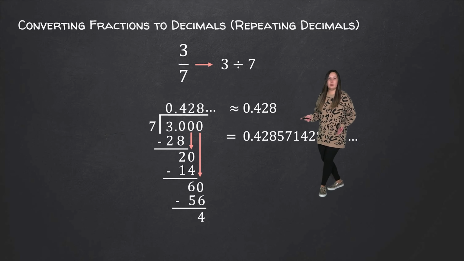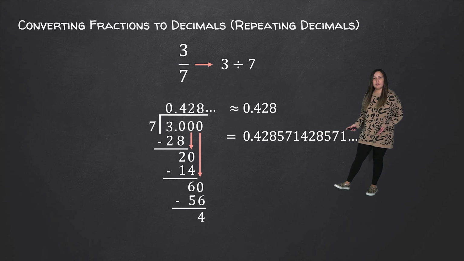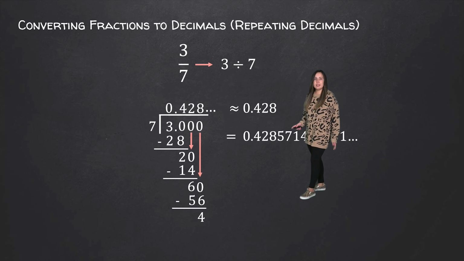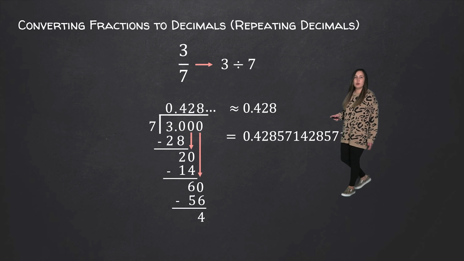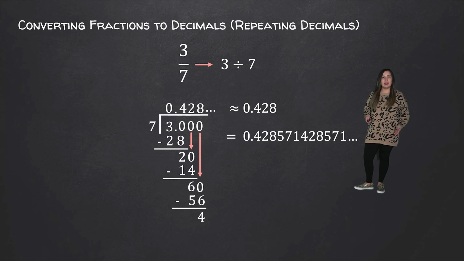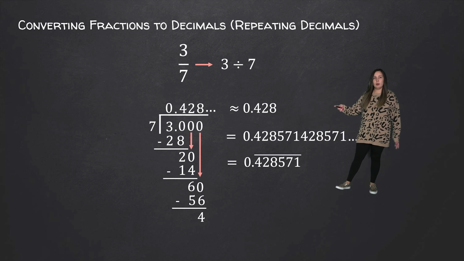However, if we did keep dividing, our answer would look like this, okay? If you notice, after a while, we have 4, 2, 8, 5, 7, 1, 4, 2, 8, 5, 7, 1. So this is actually a repeating decimal, but we would have to go on for a while to see that. So I'm going to write the repeated decimal below that. So that's our repeating decimal. However, when we are dividing, we can approximate and write an estimated answer if it keeps going on this far.